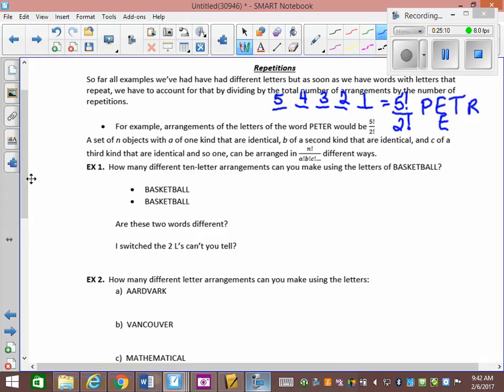So you have Peter with these two E's here, and I tell you to close your eyes, and I swap them and tell you to open your eyes, and it still says Peter. It's not a different word. So you always just need to divide by the factorial of how many extras you have, which will make sense in a second.